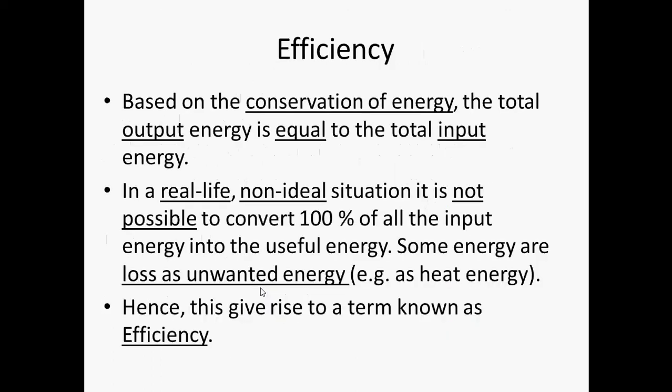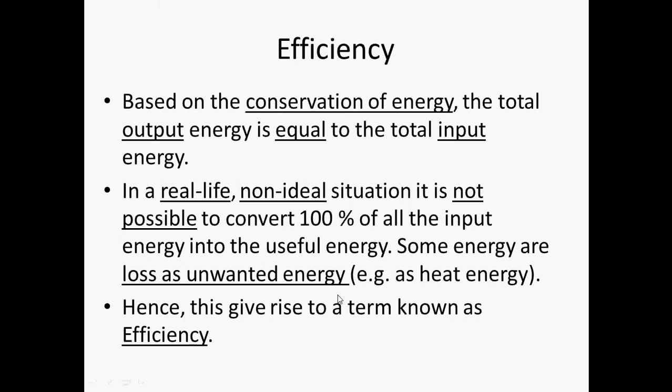So with the situation of the non-ideal case, that's why we have to talk about this next term, which is efficiency. Alright, so first of all, based on conservation of energy, of course, input energy is equal to output energy. And then because in real life, non-ideal situation, it is not possible to convert 100% of your energy into useful energy. Some energy is always lost as unwanted energy or energy loss. Alright, example is heat energy. Hence, this gives rise to the term of efficiency.